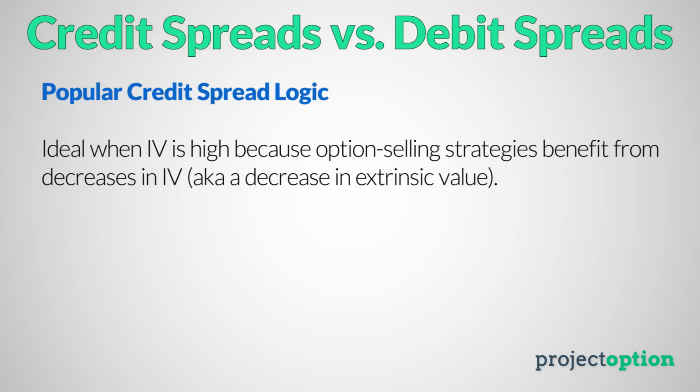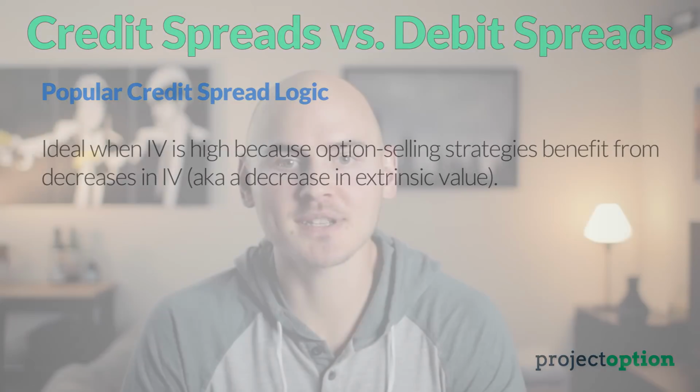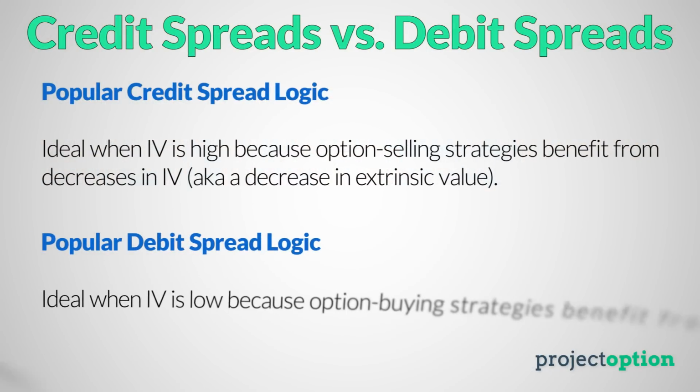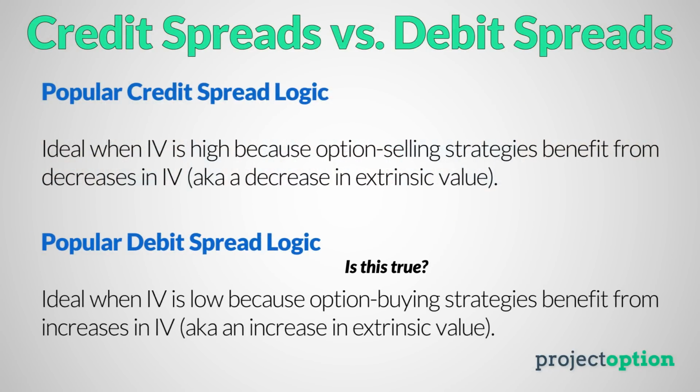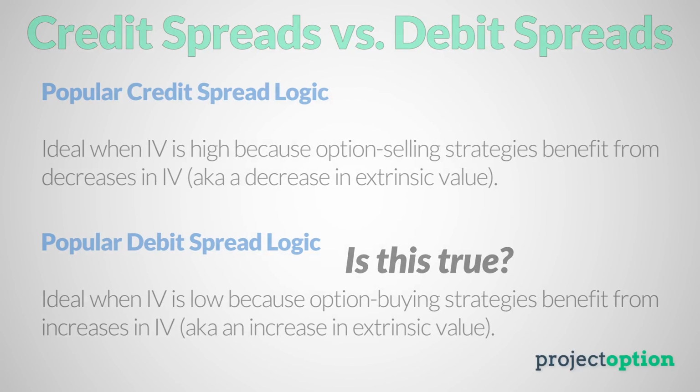The thinking behind that is when you're trading a credit spread, you are selling options, meaning you're selling a call spread or selling a put spread, and selling options is best done when implied volatility is high, because if you sell options and implied volatility decreases, or the extrinsic value of the stock's options decreases, that's going to be beneficial for you as an options seller. Conversely, since trading debit spreads means you're buying a call spread or buying a put spread, and buying options is best done in a low implied volatility environment because an increase in implied volatility will benefit your option buying position.